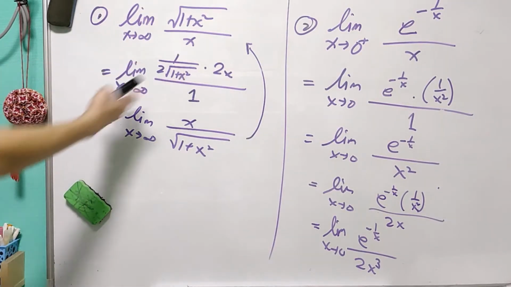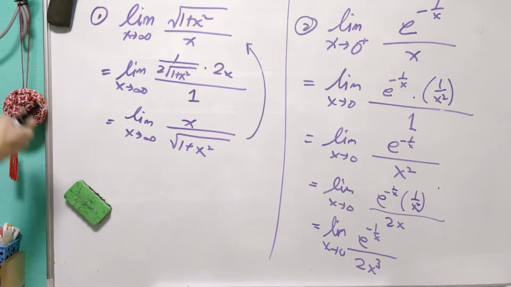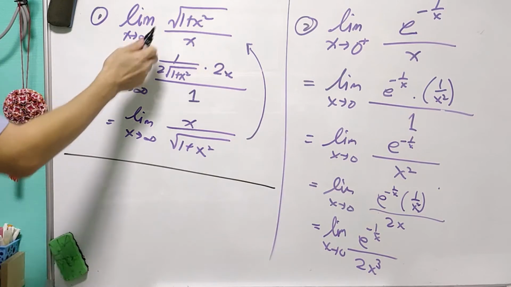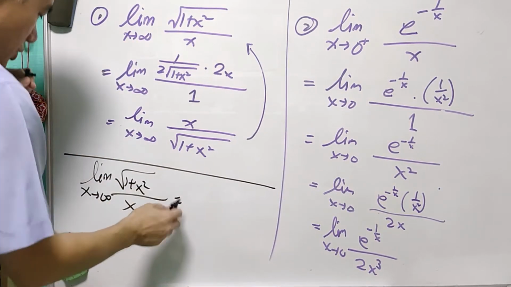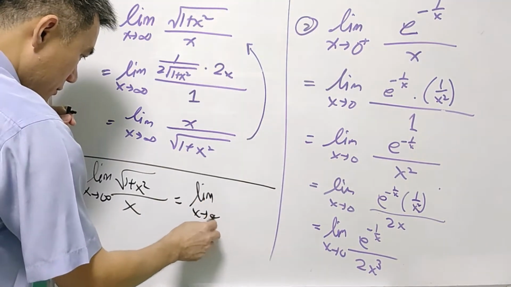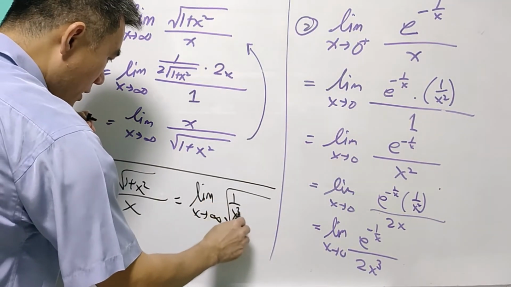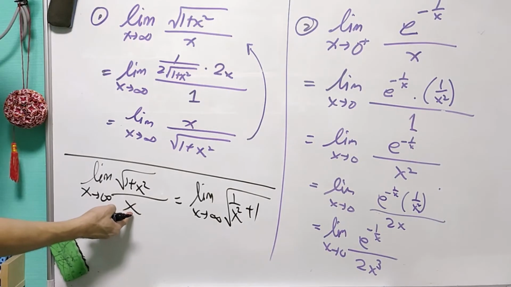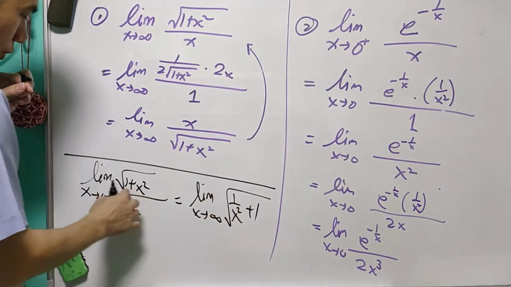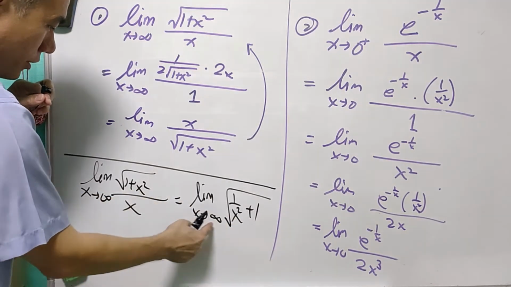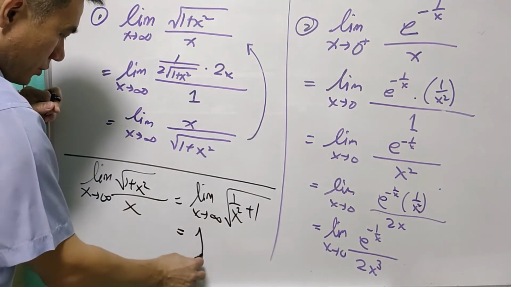So how do we solve this question? Get the answer directly without using L'Hopital's rule. This limit just equals the square root of 1 over x squared plus 1. We can take this x inside the square root and it becomes the square root of 1 over x squared. And we have this. When x goes to infinity, then this equals 1.